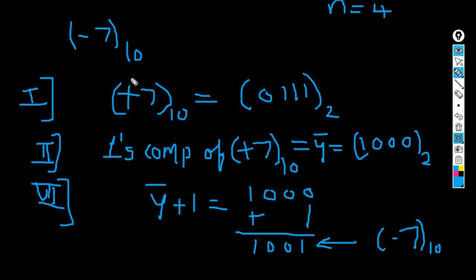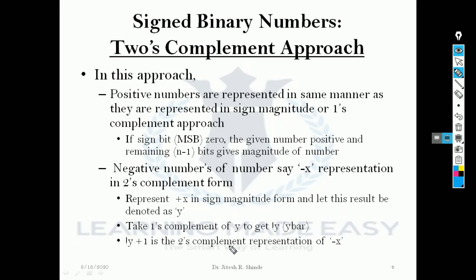What are the steps we followed here? To find two's complement of minus 7: first step, represent plus 7 using sign magnitude form. Step 2, obtain one's complement of plus 7, that is y bar. Step 3, add 1 to y bar. It will give the two's complement representation of minus 7. The same has been written in the slide.